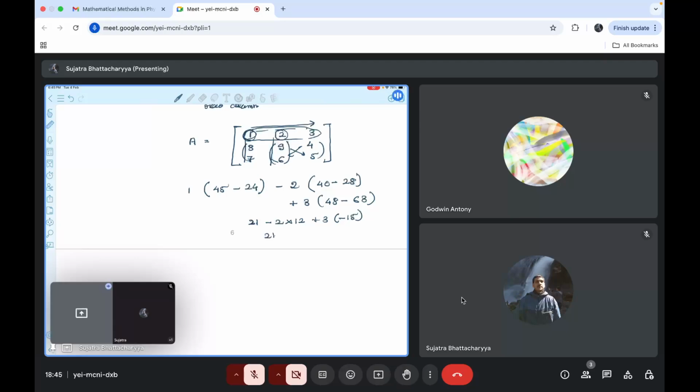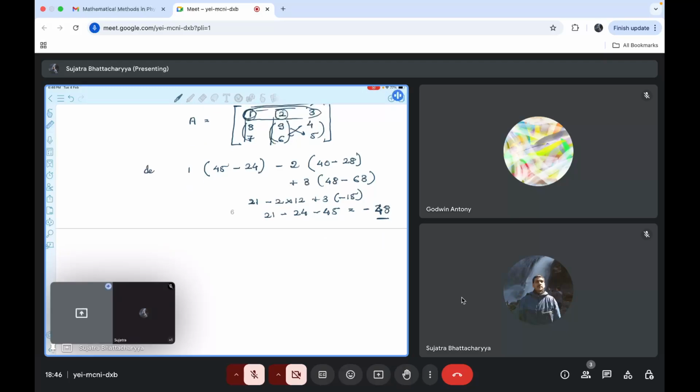Excellent. So it will be 21 minus 24 minus 45. So 45 plus 24 is 69. 21 minus 69, so a minus will be there, and it will be minus 48. I think this is right. So this is how the determinant of the matrix is calculated.